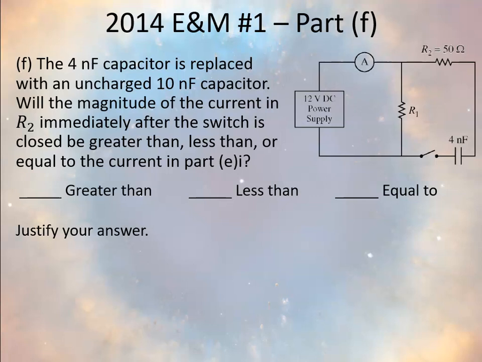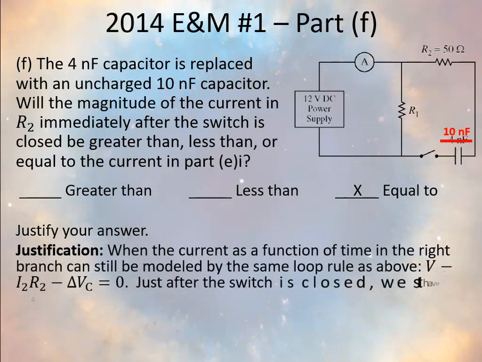Will the current in R2 immediately after the switch is closed be greater than, less than, or equal to the current in part 1 of part E? Well, replacing that 4 nanofarad capacitor with a 10 nanofarad capacitor does absolutely nothing in terms of what happens initially after the switch is closed. It slows down the rate at which that capacitor is going to get fully charged, but in the end, we're just dealing with the same situation at the instant that the switch is closed. In other words, it's still going to act like a wire. So that's what we have there.